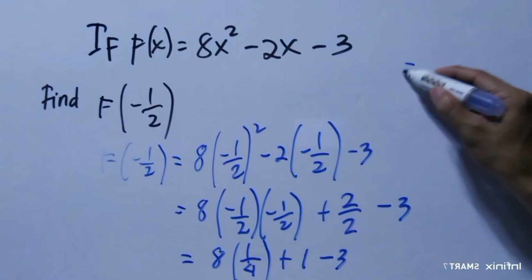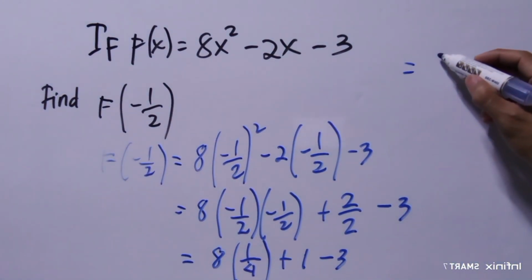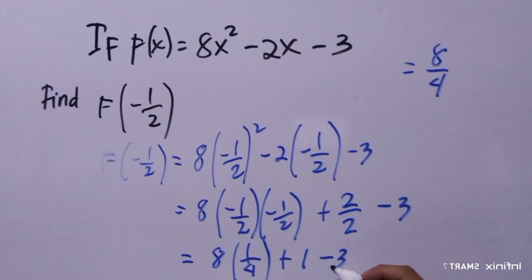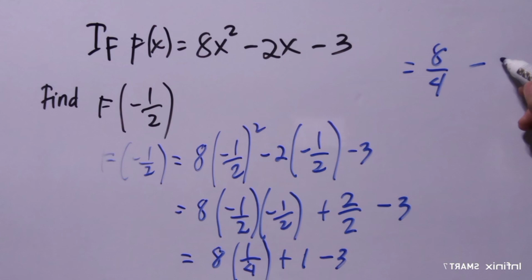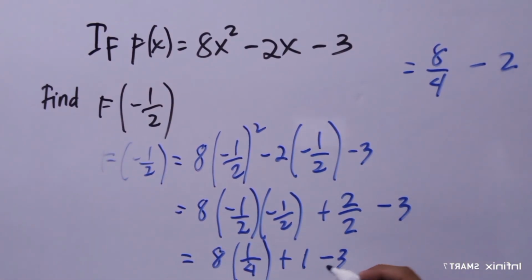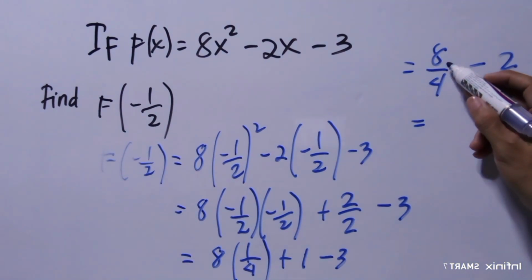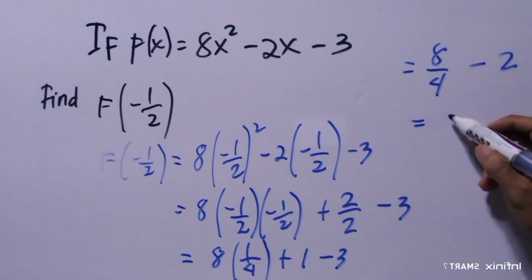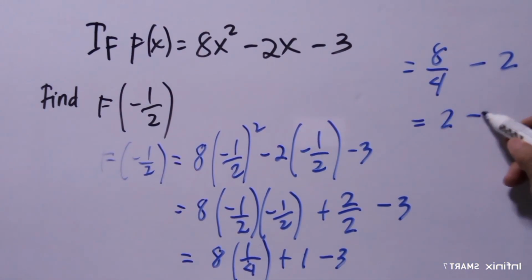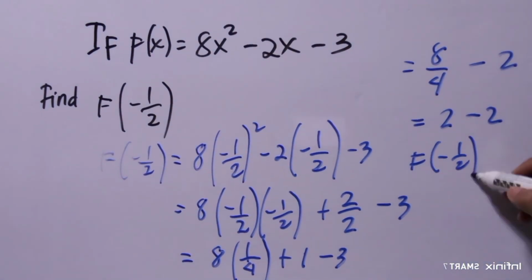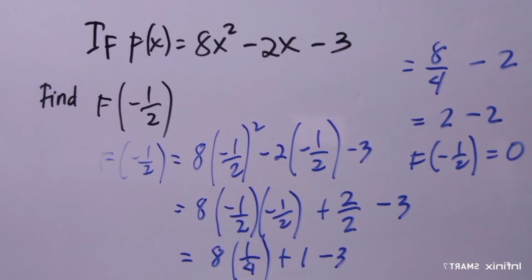So, f of negative 1 half is 8 over 4. Ito magiging negative 2. Minus 2. Kasi 1 minus 3 is negative 2. So, equals 8 divided by 4 is equal to 2 minus 2. So, f of negative 1 half is equal to 0. Bye-bye.